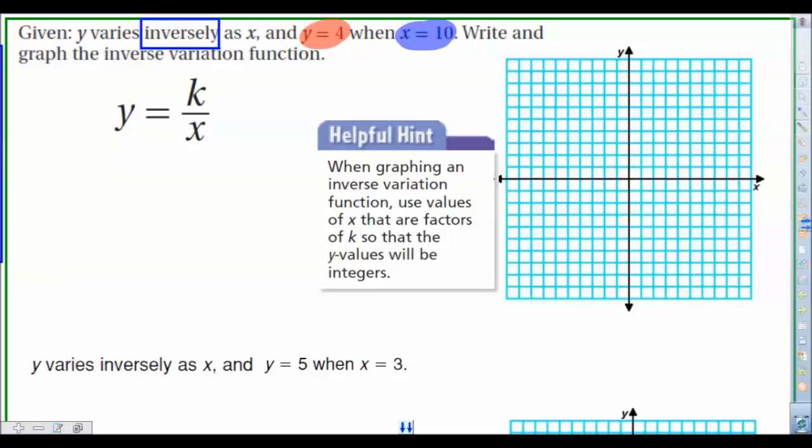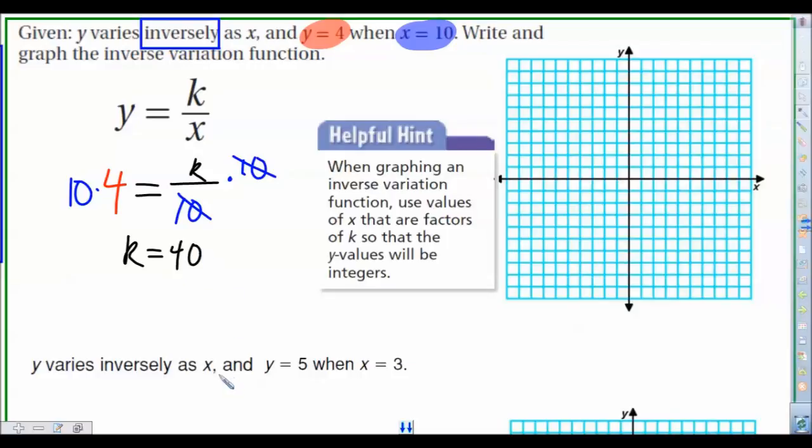Let's plug in that 4 and let's plug in that 10. Alright, so now the difference here with inverse variation is that to solve for k, we need to multiply both sides by whatever value is in the denominator. So now we need to multiply both sides by 10. When we multiply by 10, those are gone, and we multiply that by 10. So now we have our k value being equal to 40. Now we can rewrite our equation. y equals 40 over x.